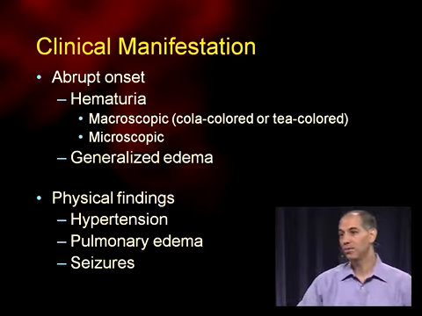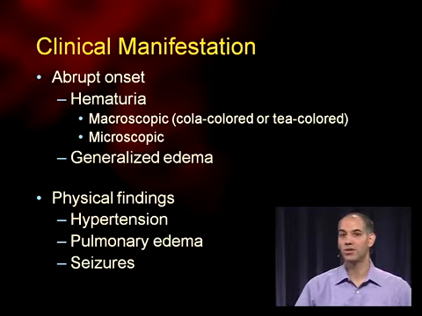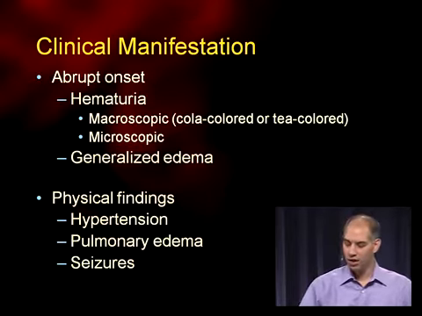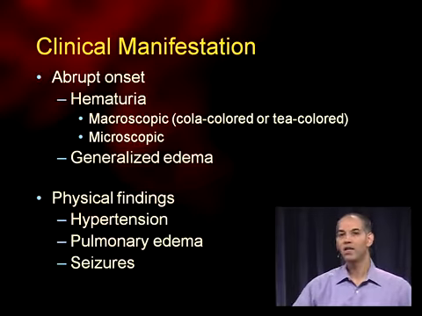Clinically, the GN presents with an abrupt onset of hematuria, and classically, it's described as Coca-Cola colored. Down here in Texas, we call it iced tea colored.